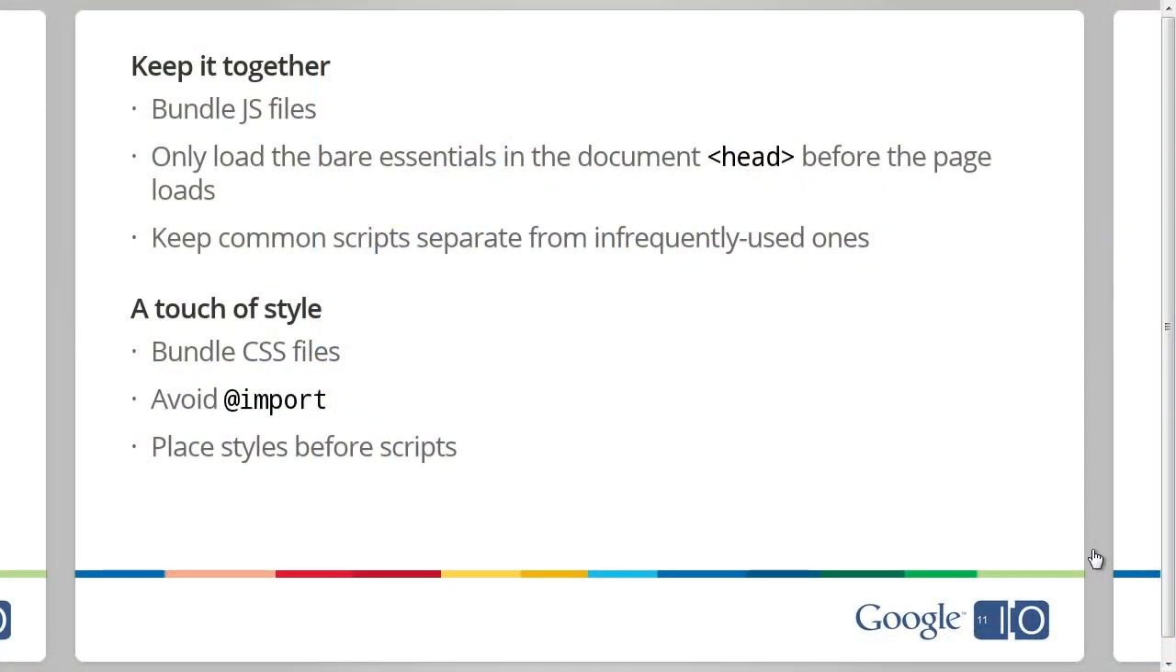So if you've got heavyweight things, especially things that deal with user interaction, try and load those later on in the page's lifetime. It's also useful to try and keep common scripts separate from infrequently used scripts. So if you use some parts of your library on every single page of your site, keep them in a separate file from those that you'd use only on 1 or 2 pages. Because that way, the user's always going to have that common file in their cache, and they won't have to re-download it for every page they visit.